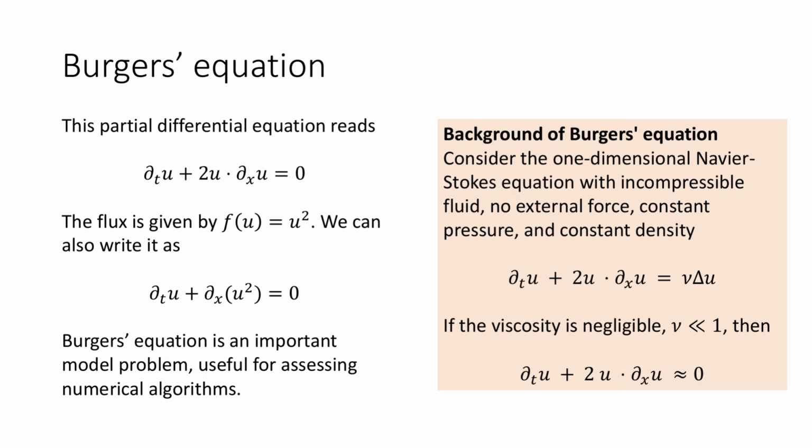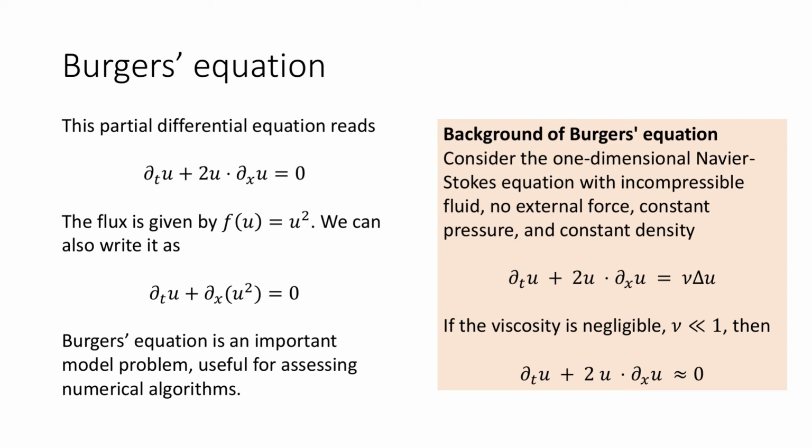We've seen that the transport equation exhibits a few phenomena that look very similar to waves. And this is even more true of our next example, namely Burgers' equation. Burgers' equation is another PDE that is a conservation law, and it reads as follows: the time derivative of u plus 2 times u times the x derivative of u equals 0. We recognize that PDE as a conservation law. The flux is given by f of u equals u squared.